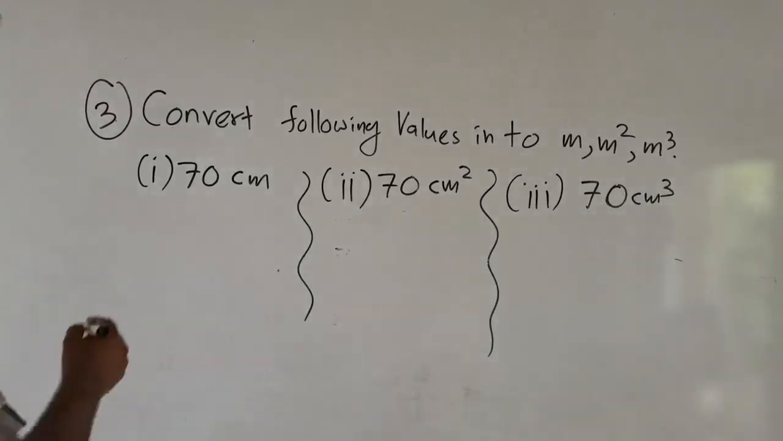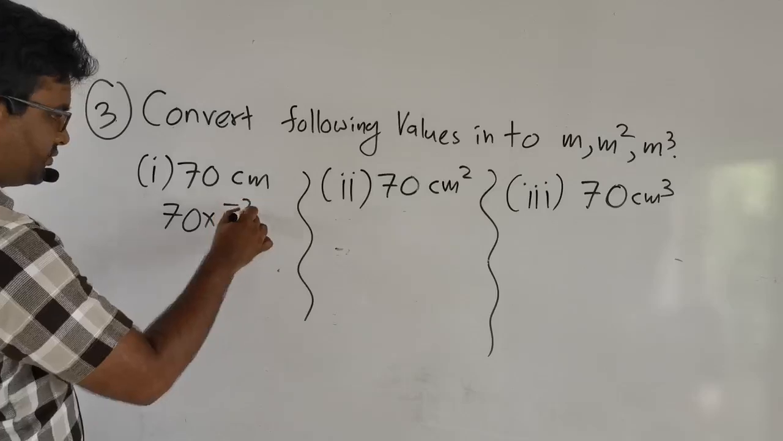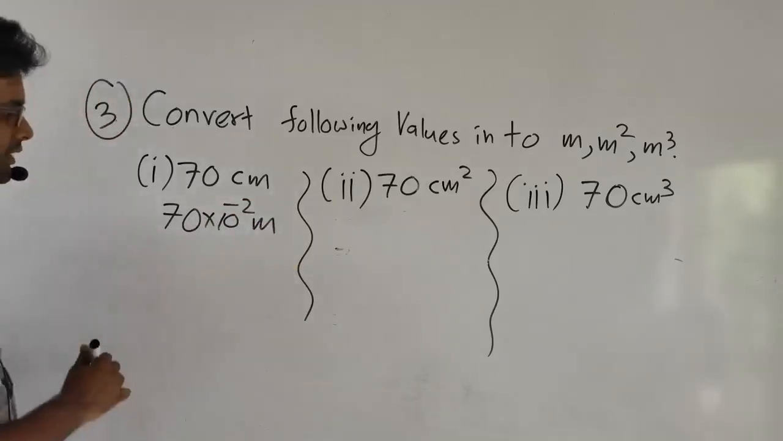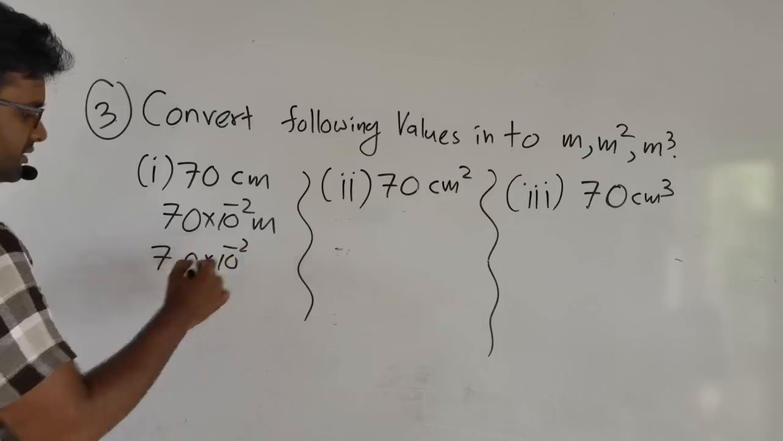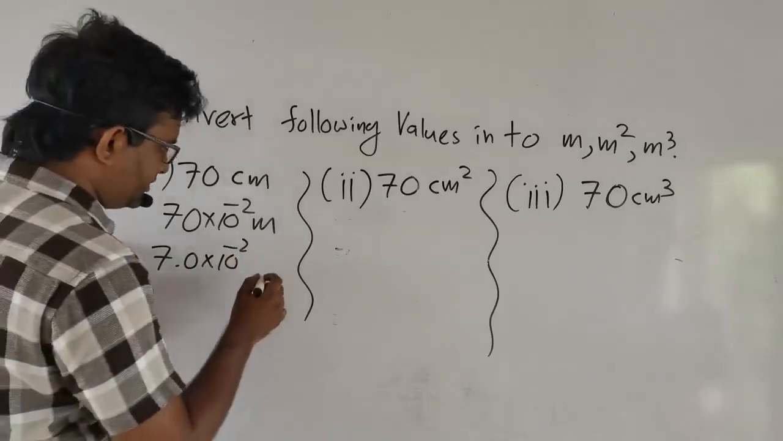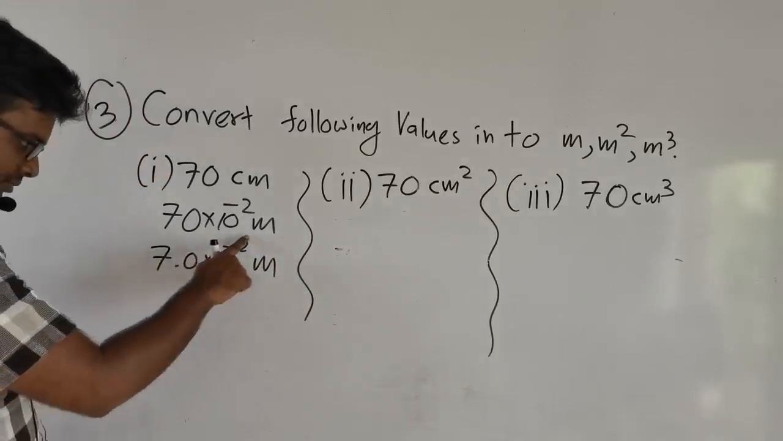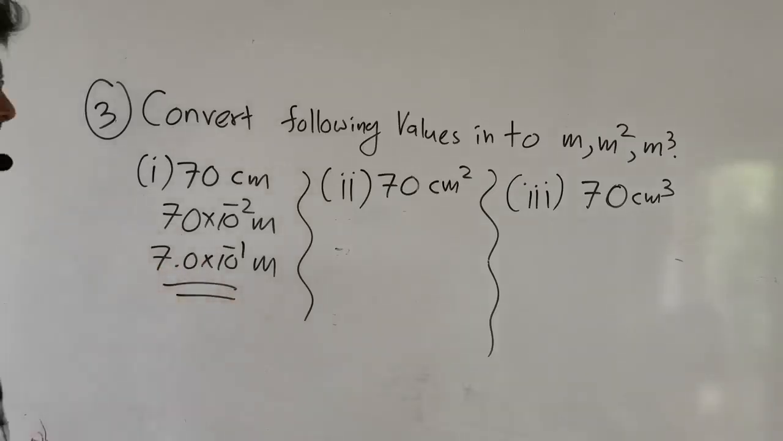Right. 70, we know the value of centi, 10 to the power minus 2 meters. Right, then we can write here 7.0 into 10 to the power minus 2. Right. 10 to the power minus 1, scientific notation.